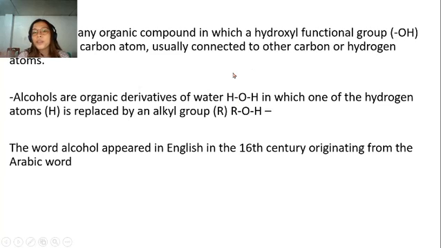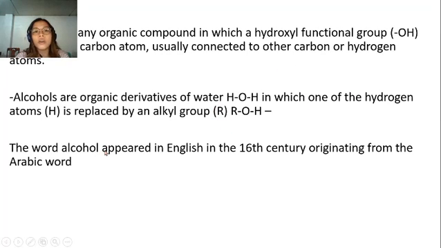hydrogen nga upod sa aton nga alcohol, in which one of the hydrogen atoms is replaced by an alkyl group. Maghambal kita alkyl group, we have the OH, and then may R. Ang R naga-signify as our alkyl group. So last time nakita nato no, may mga alkyl group kita.